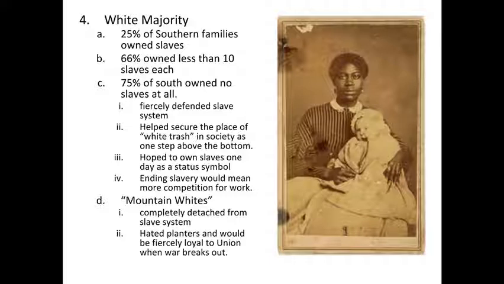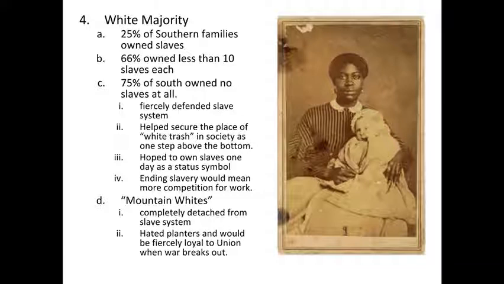And again, this idea of superiority versus inferiority is really ingrained, particularly after 1662. This helped secure the place of white trash, quote unquote, in society as one step above the bottom. So the slaves, keeping them kind of subservient to them. And they really emphasized slavery because they felt like, even though they weren't rich and they didn't have slaves, they still were better than slaves. And they wanted to keep that one leg up in society. And if anything happened where slavery was to end, then they would be seen as equal to these people who they thought were less than dirt and not human.